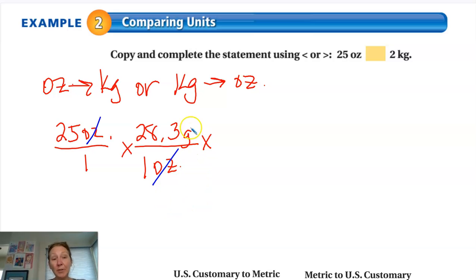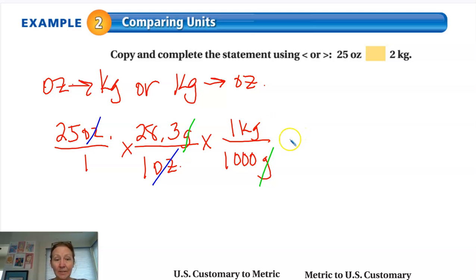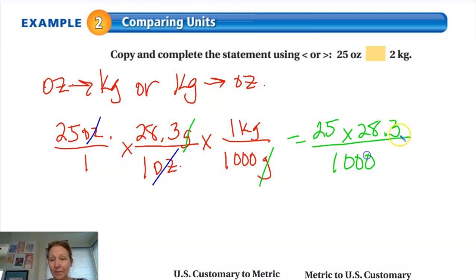I'm going to do one more conversion factor because I just converted it to grams and now I need kilograms. And I know for every 1 kilogram, there is 1,000 grams. And now the grams cancel out. That's so cool. Notice now what I have is 25 times 28.3 all divided by 1,000, because remember we multiply across.